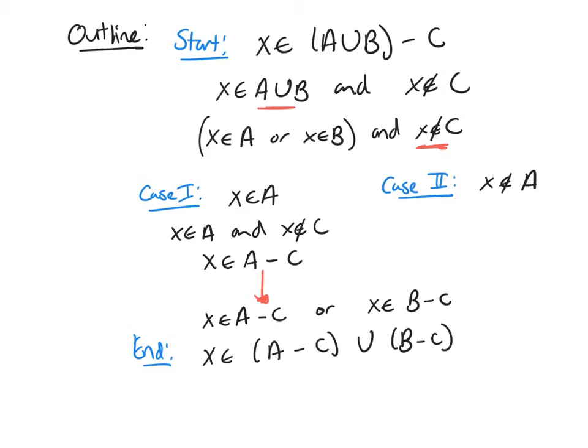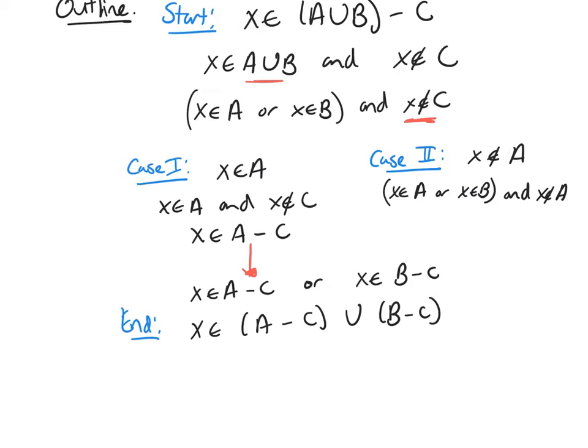If X is not in A, well, remember X was in A or X was in B, and X is not in A. Well, it has to be in A or B. It's not in A, so that means X is in B. But I also know X is not in C, so that means X is in B minus C, which again was one of the two things I had to get.